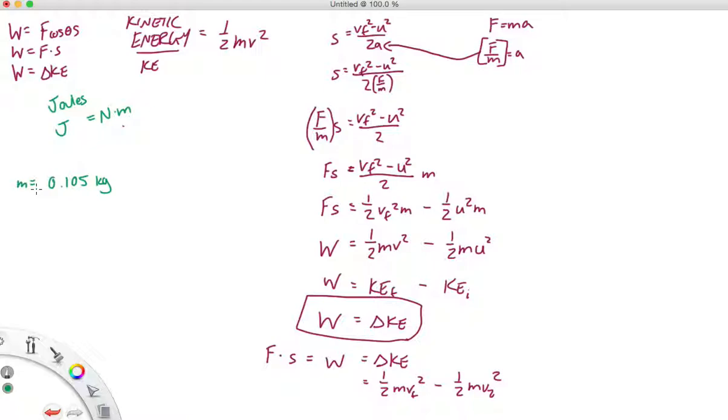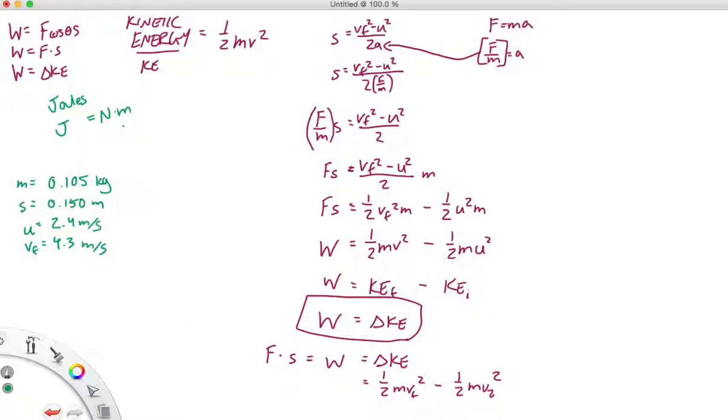Moving across the ice, a player exerts a force over 0.150 meters. So we know what our S is. S is 0.15 meters. Great. If the puck was moving at 2.5 meters per second and the player accelerates it to 4.3 meters per second, so we know what our initial velocity is. Our initial velocity is 2.5 meters per second, and our final velocity, Vf, is 4.3 meters per second. The question is, how much work does the player do on the puck?